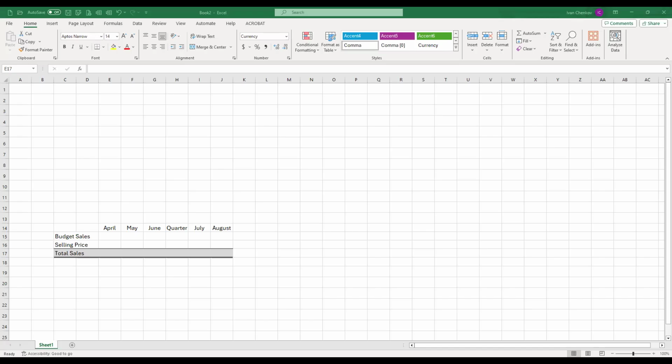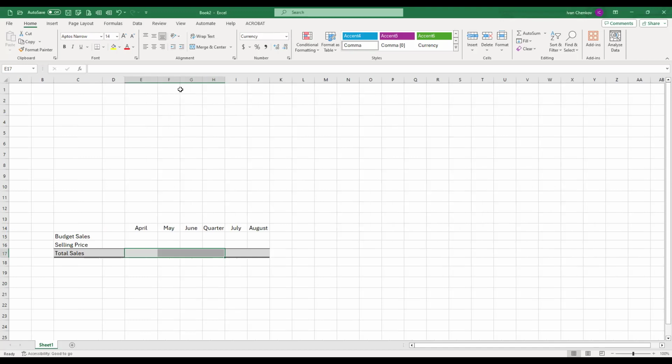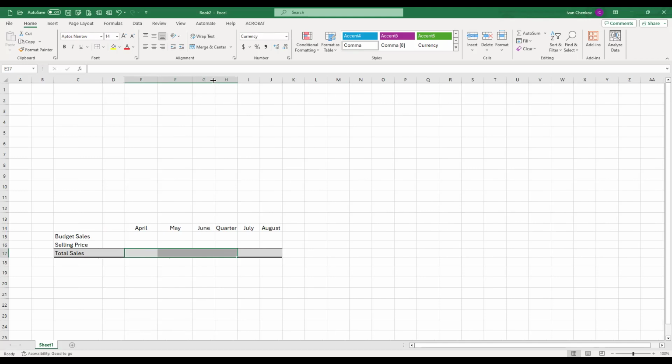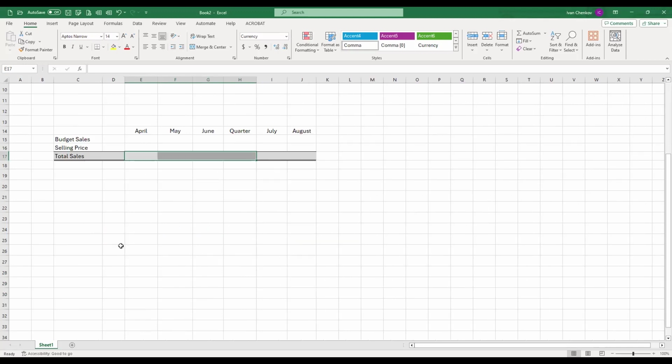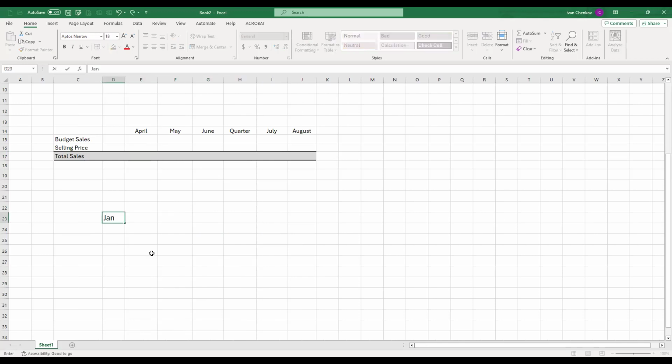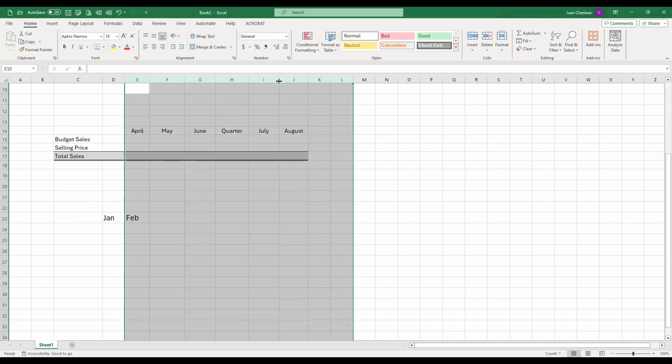Okay, can you guys see my screen? Yeah. Okay, so now we're going to start our sales budget. We're going to have months. Before we start doing this, you know the year has 12 months, correct? Start with January, then we have February and keep going, correct? That's the normal cycle of the year.